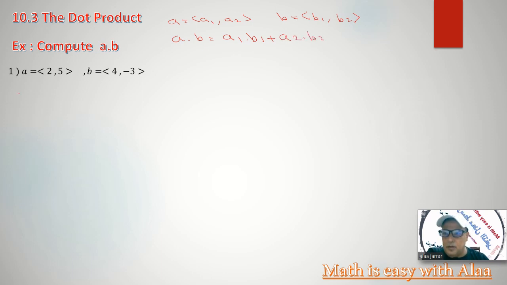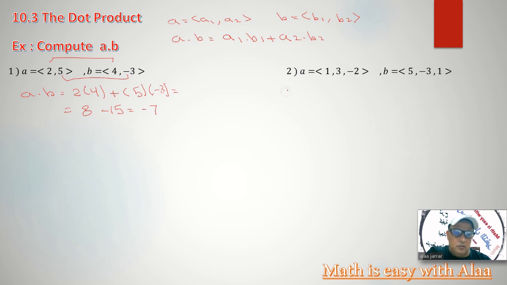So A dot B equals 2 times 4 plus 5 times negative 3, and it's equal to 8 minus 15, equal negative 7.